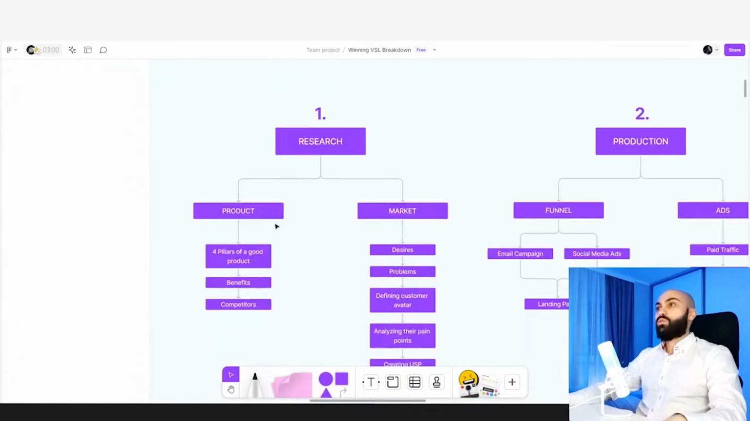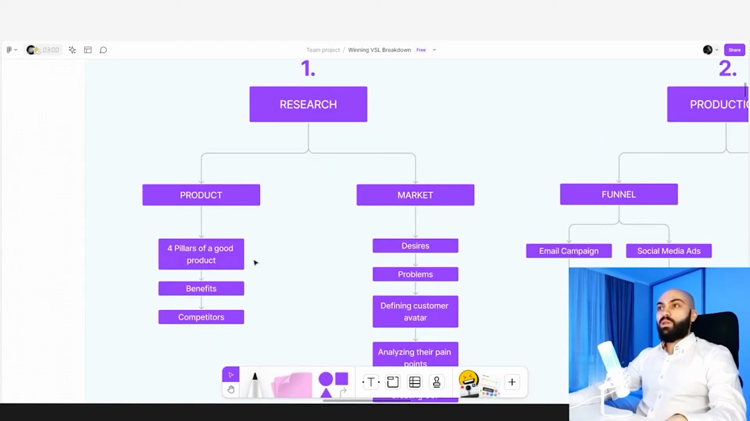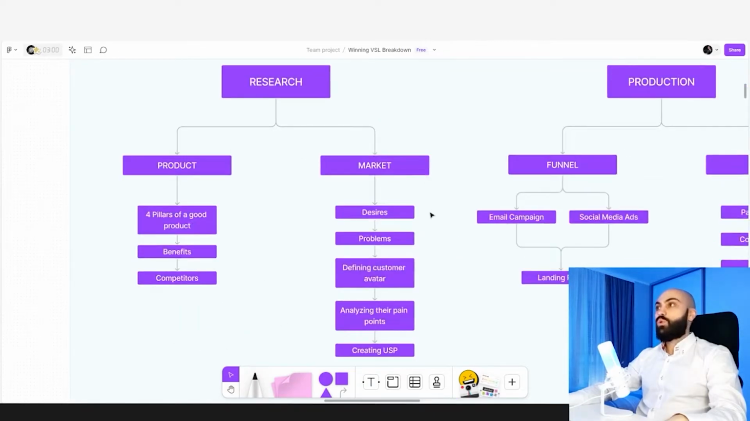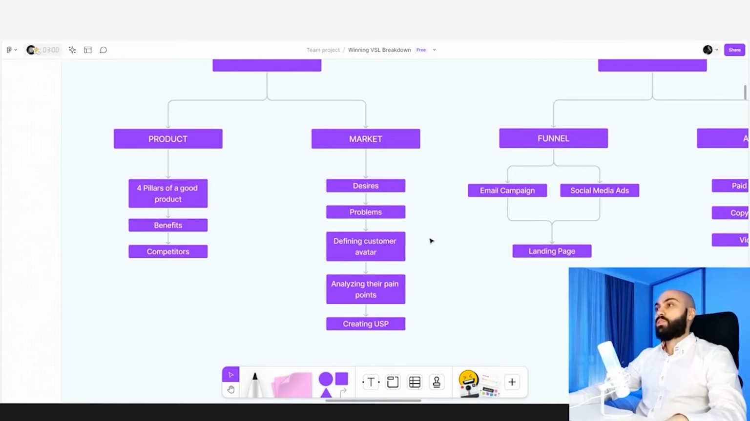Let's start with the product research. We will talk about the 4 pillars of a good product. We will go over the benefits and competitors. We will analyze the market's desires and problems to define the customer avatar. We will analyze their pain points and create a unique selling proposition.